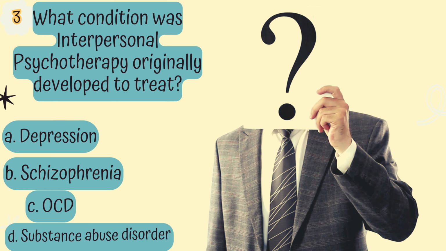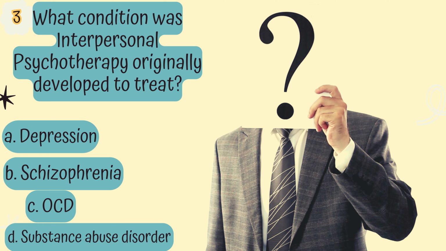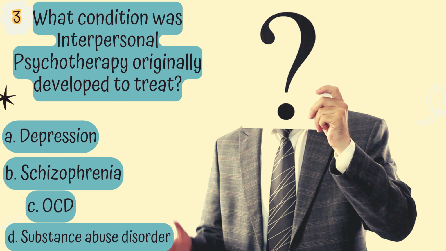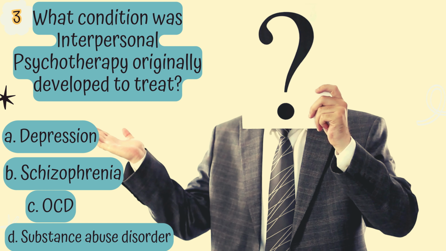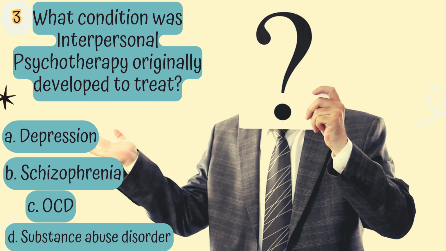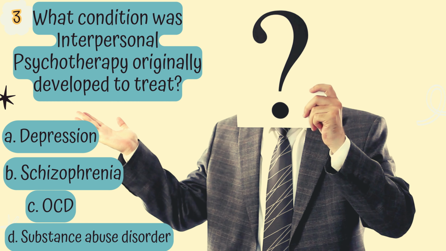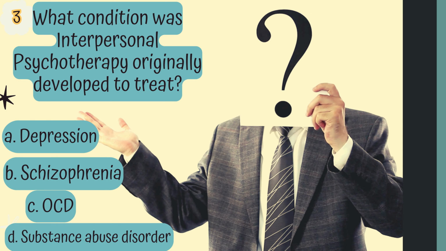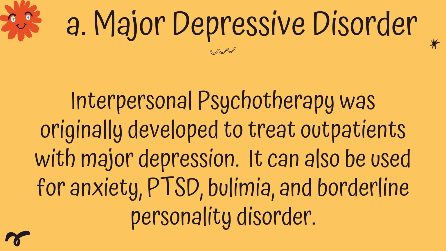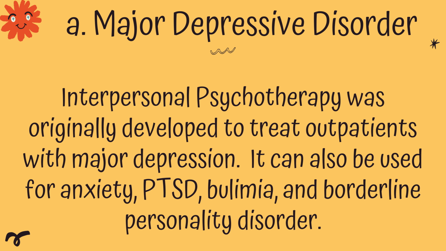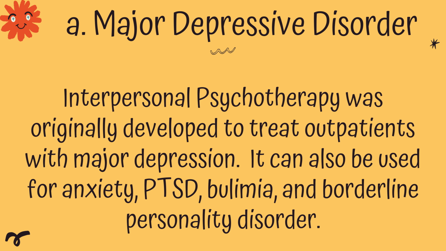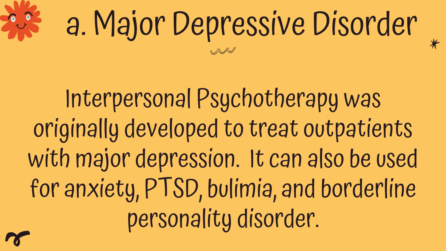Question 3. What condition was interpersonal psychotherapy originally developed to treat? Is it A, depression, B, schizophrenia, C, OCD, or D, substance abuse disorder? The answer is A, major depressive disorder. So interpersonal psychotherapy was originally developed to treat outpatients with major depression. It can also be used for anxiety, PTSD, bulimia, and borderline personality disorder.